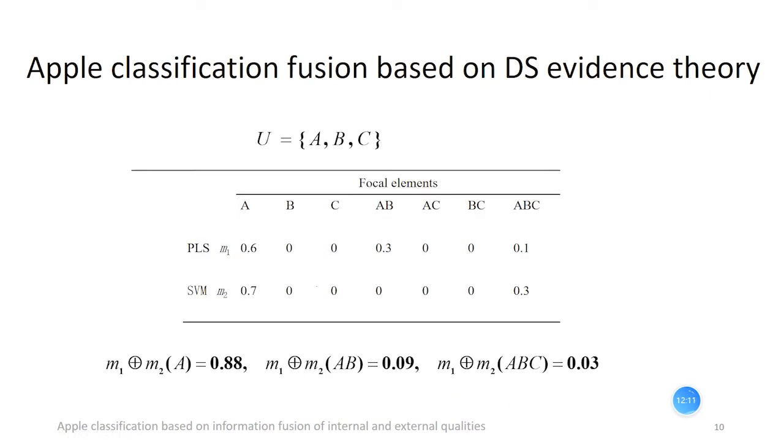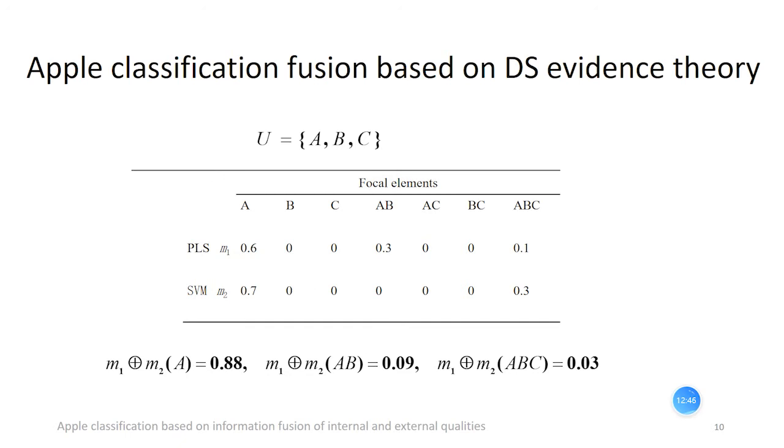Suppose the red Fuji apples can be classified into three classes: A, B, and C. So the frame of discernment U contains three elements. The partial least squares model provides M1, considering the prediction based on internal quality. Similarly, the SVM model gives M2, regarding the external quality.